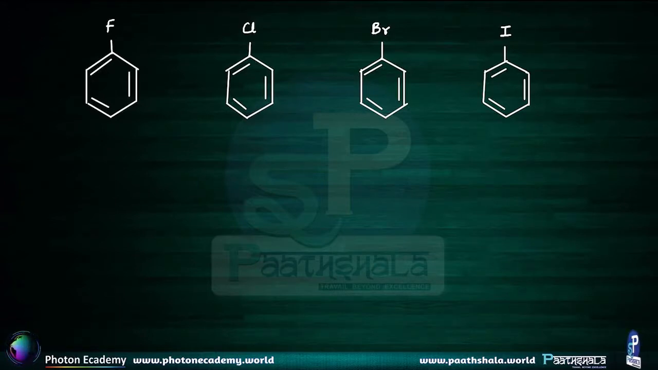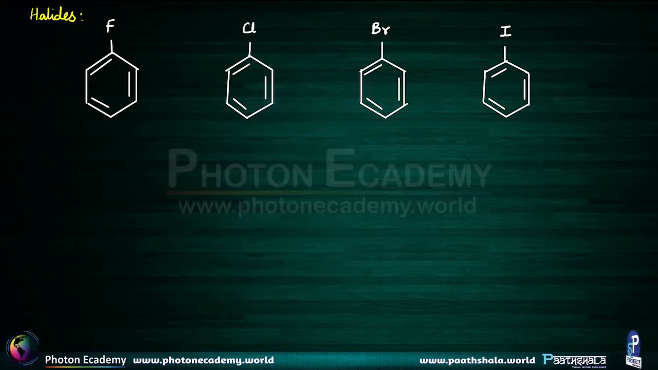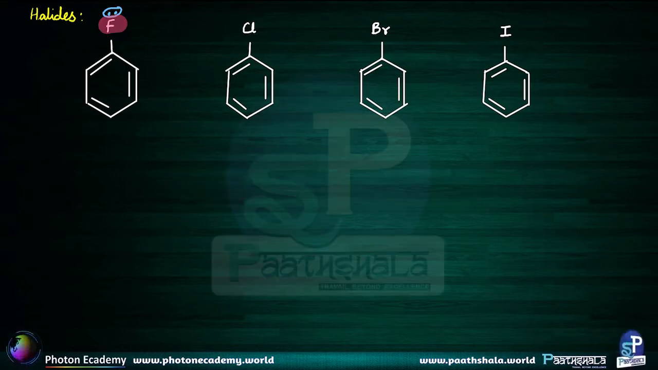Now, moving on to the next topic, we have halides. In halides, I want to see the order of electron density. We know that all the halides have lone pairs of electrons. Taking the example of fluorine, the electron pair will start to delocalize, the bond starts moving and everything.